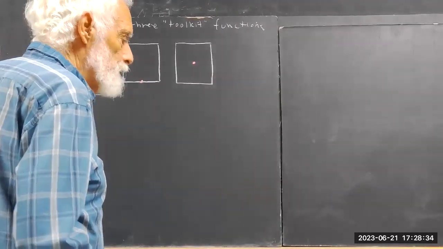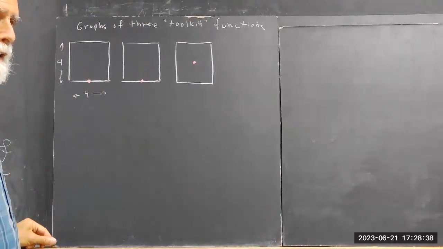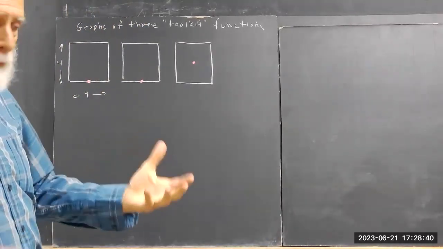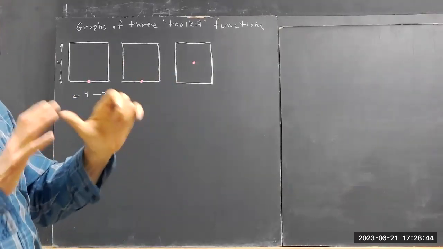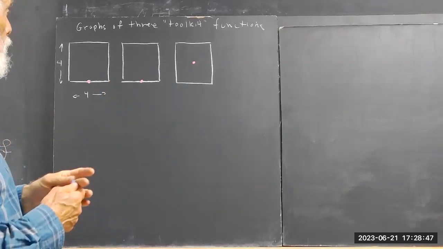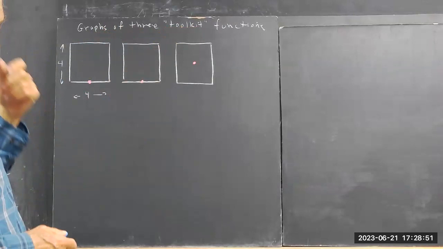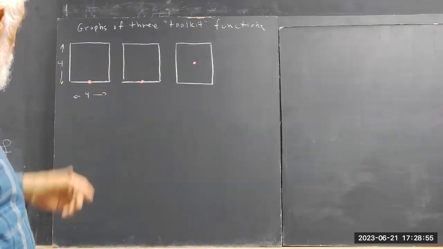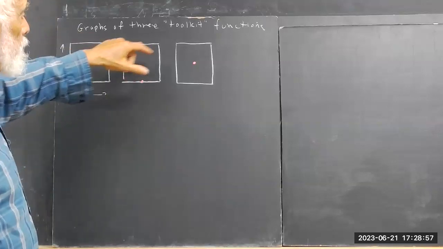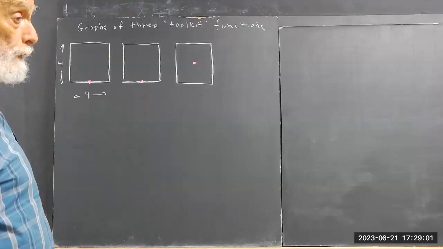We build functions from a set of toolkit functions. Almost all the functions that we study in the course are built up from more than a handful, but really not more than about two handfuls, of toolkit functions. The three most basic toolkit functions have graphs that look like the ones I'm about to sketch. Each of these is supposed to be a square, 4 units by 4 units.